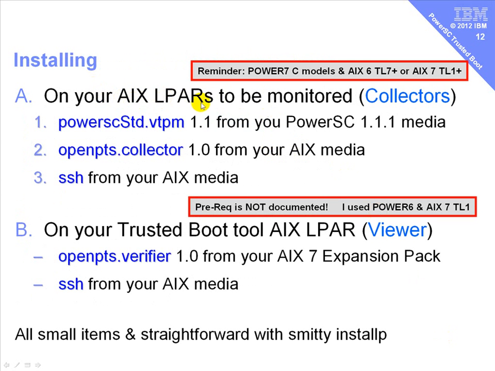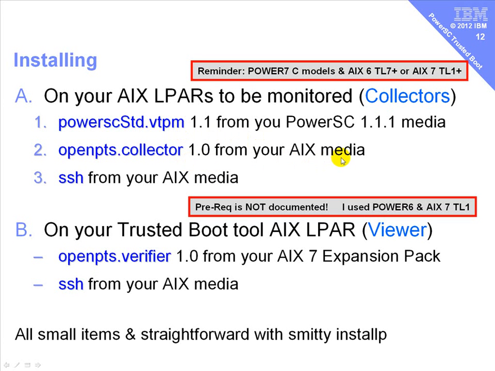For your logical partitions that are going to be monitored, you're going to put the collector software on it. This, of course, as a reminder, has to be a Power 7 or 7 Plus C or D models or later, and these versions of AIX 6 TL7 or AIX 7 TL1 or later. From the PowerSC media, we've purchased the PowerSC. We'll look for a package called PowerSC. This is the standard edition, and the VTPM module.